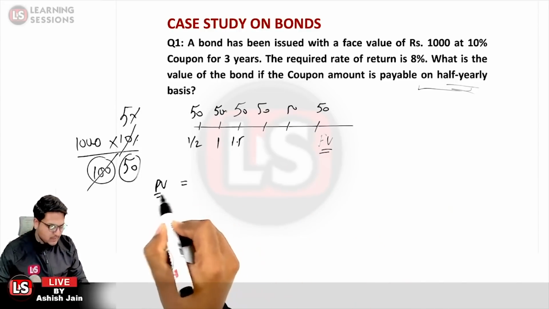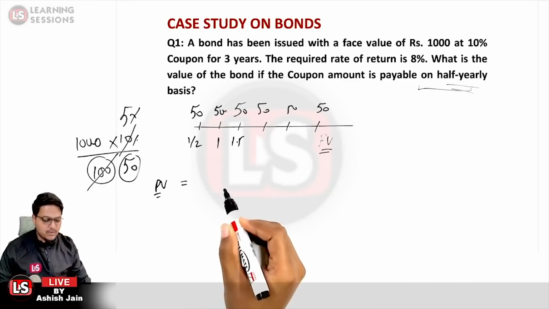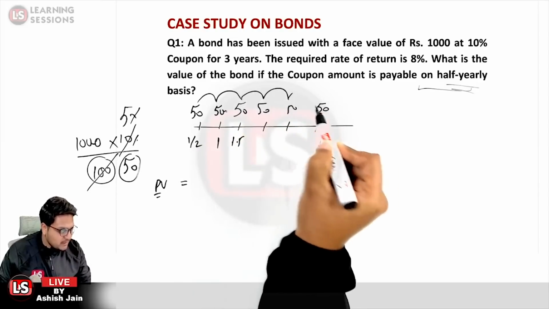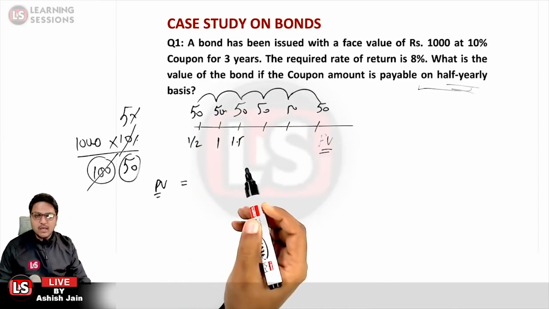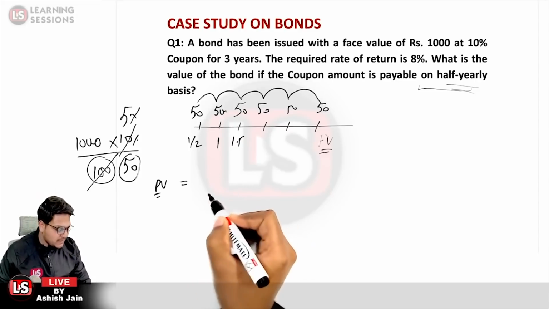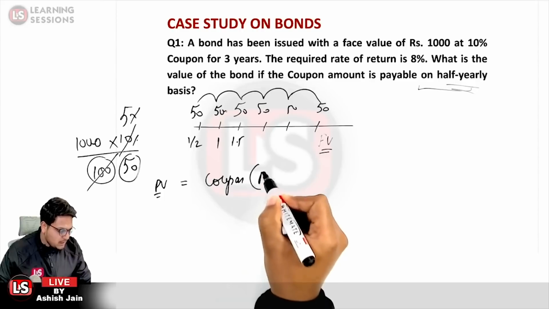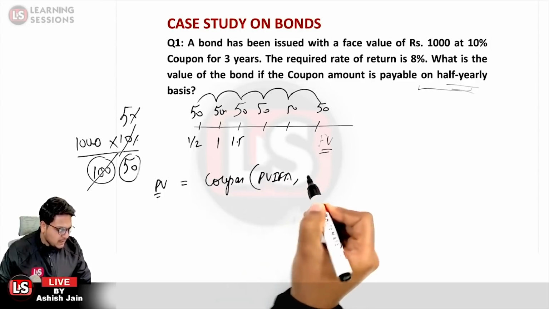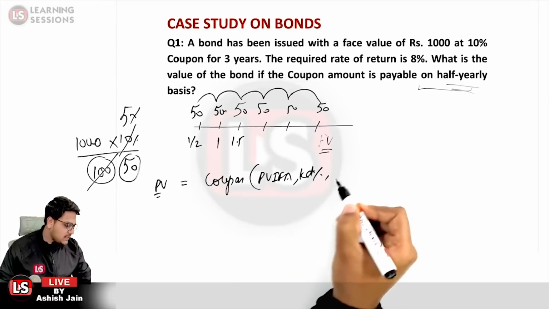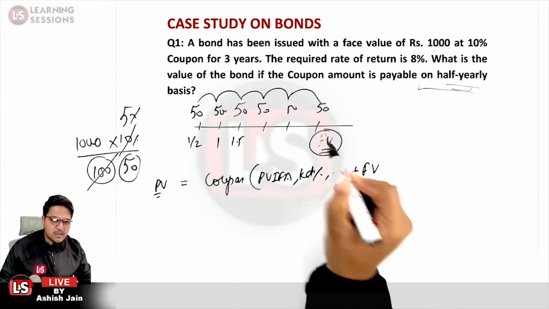So what will be the formula? It will be equal to the PVIFA. The coupon amount that we will be receiving forms an annuity, so we calculate the present value interest factor of annuity, PVIFA, on the coupon amount itself. So coupon multiplied by PVIFA at the required rate of return, that is KD percent, for N terms, plus face value, because we are going to receive the face value at the very end.